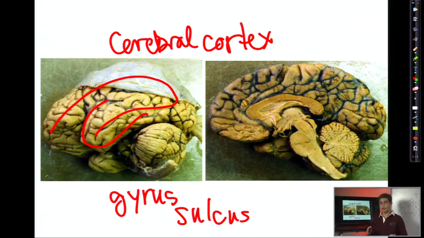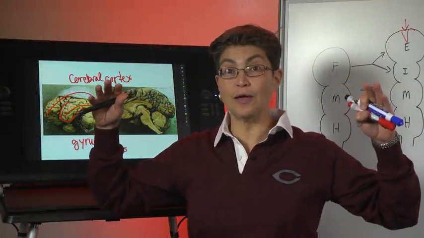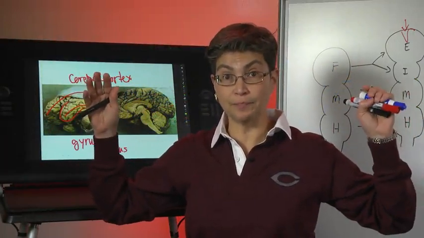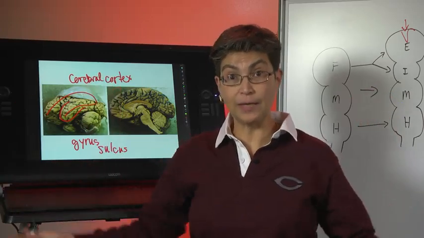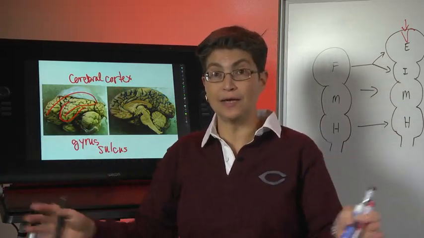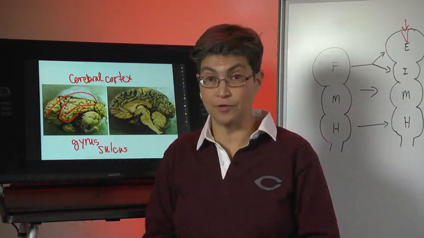Okay, that does it for an overview of development, and now we're going to look at the anatomical sections of the nervous system.